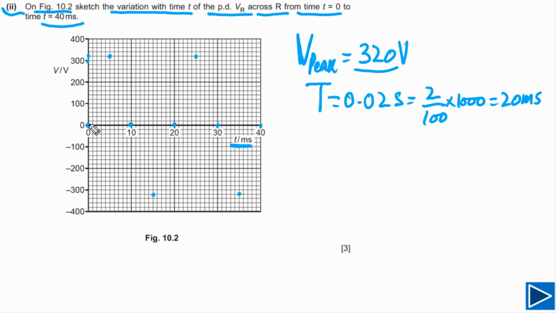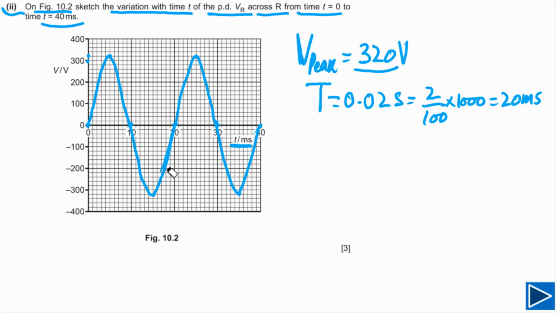First of all, we will sketch the sine curve only. This is how we sketch it in the first half cycle, and in the second half cycle, and in the third half cycle. This is not the final answer, this is just the sine curve. And in the fourth half cycle, this is how we sketch. But this is when there is no diode in the circuit. In this question, there is a diode connected in the circuit.